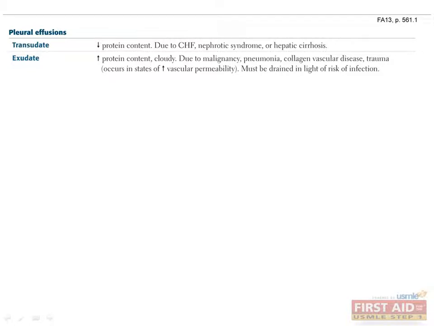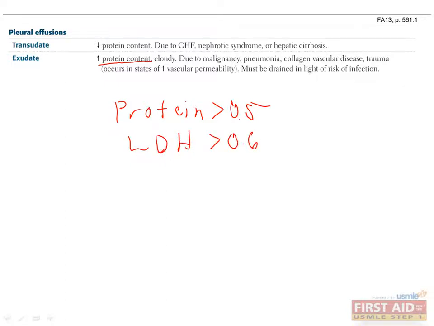Exudative effusions, on the other hand, have a higher protein content, with a serum to fluid protein ratio greater than 0.5 and a serum to fluid LDH ratio greater than 0.6. What drives exudative pleural effusions? They occur as a result of processes that affect the vascular or capillary permeability, such as malignancy, pneumonia, and collagen vascular disease. Exudative effusions typically need to be drained due to their increased risk of infection and empyema formation.